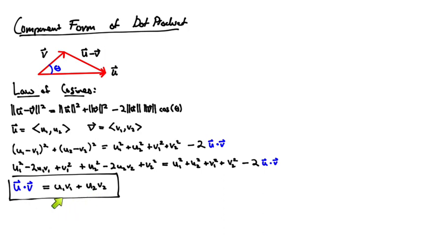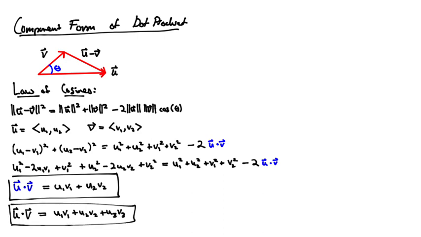So the dot product of two vectors in 2 dimensions I get by multiplying their corresponding components together, and adding the results to get a scalar. If I'm working in 3 dimensions, if I have vectors with 3 components, I'm just going to add a third term. So it'll be u1 v1 plus u2 v2, and then u3 v3 for working in 3 dimensions.